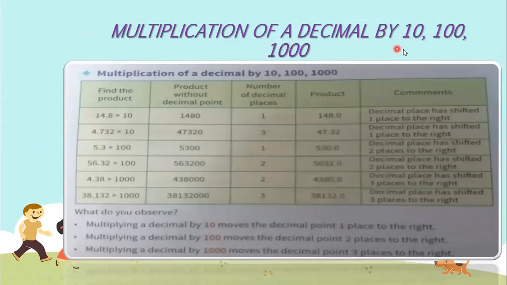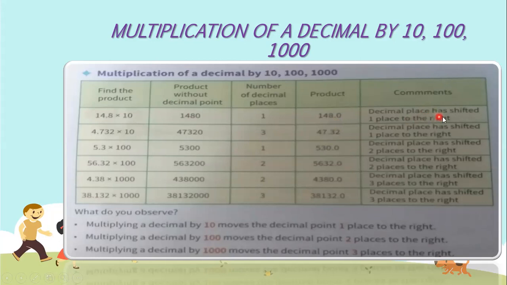Next is multiplication of a decimal by 10, 100 and 1000. With normal numbers, we multiply in such a way when we are multiplying with 10, 100, 1000. So how is it with decimals? Find the product without the decimal point and the number of decimal places. See here, 14.8 into 10. Without the decimal point, if you multiply, you will get 1480. Decimal places is 1, so from the right side, before 1 place you have to put the point. So before the 0, you will get 148.0.